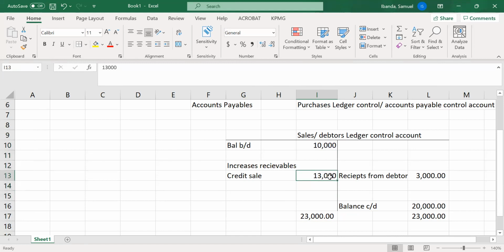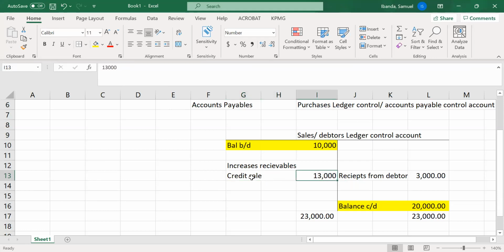Now some students make a mistake of again bringing a balance here, or balance carried down. You don't have to, because you already have these balances. The balances have already been catered for. So this difference that you get between the two sides is not a balance brought down or balance carried down, to name it. It's the credit sales.